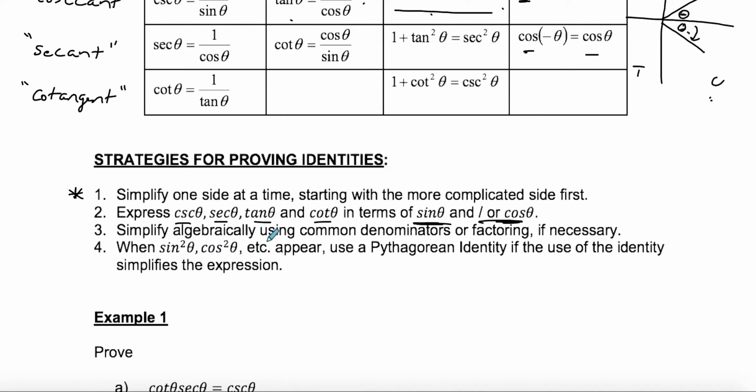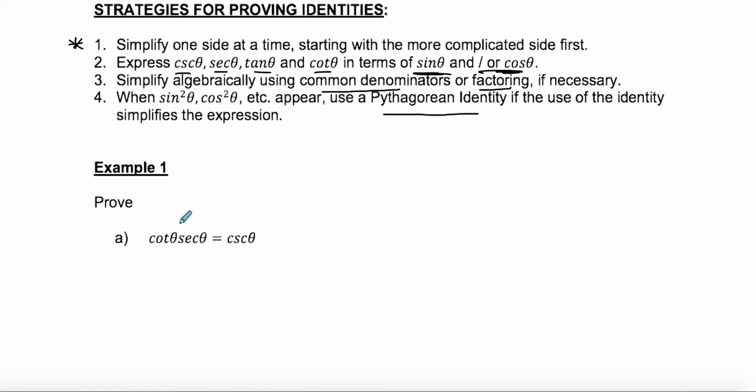Simplify algebraically using common denominators or factoring. So we are going to assume that you have these skills already, and you're going to also pull out whatever skills you need to solve your problem. So when sine squared theta, cos squared theta, etc. appear, use the Pythagorean identity if the use of the identity simplifies the expression.